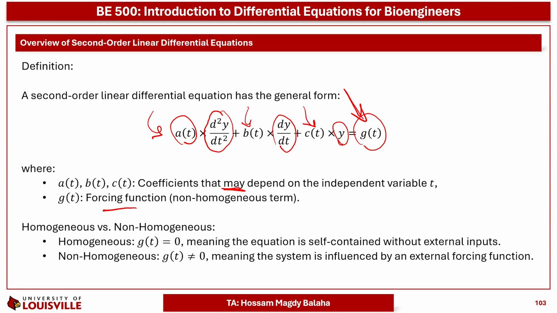If this term becomes 0, this makes the equation a homogeneous equation. So we can call it a self-contained function without external inputs. And a non-homogeneous equation is where g(t) doesn't equal 0. It can be a constant or a function of t. In this case, the system is influenced by an external forcing function.